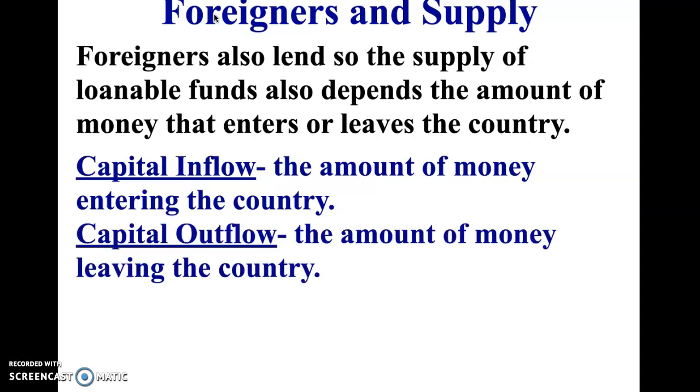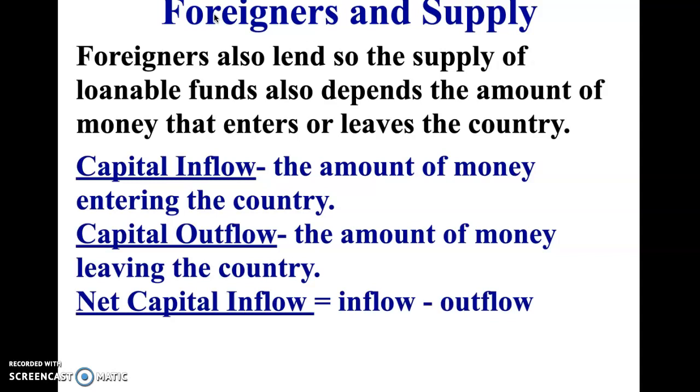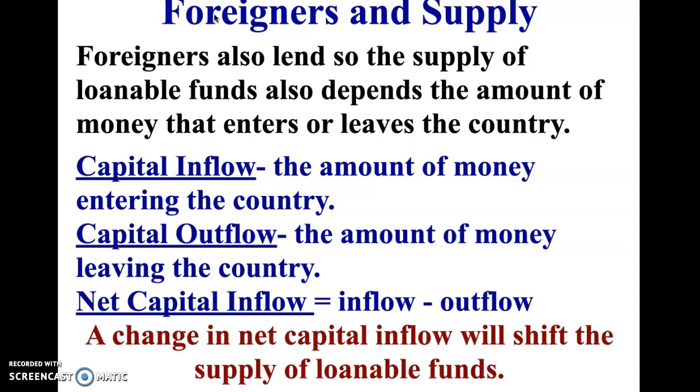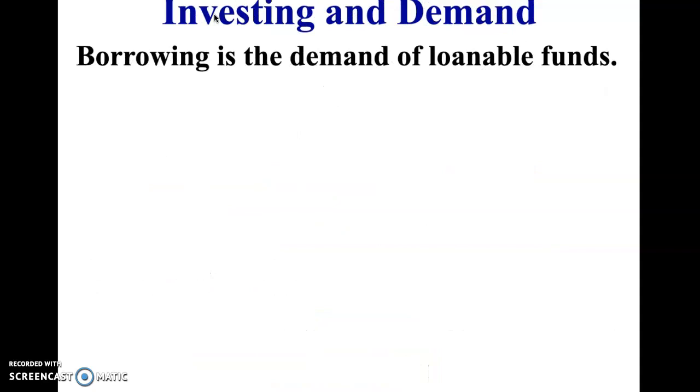So outflow is the amount of money leaving the country. If interest rates go down, then that money is going to leave the country. And then a net capital inflow is the inflow minus the outflow. So a change in the net capital inflow will shift the supply of loanable funds. All right, so that's a supply shifter.